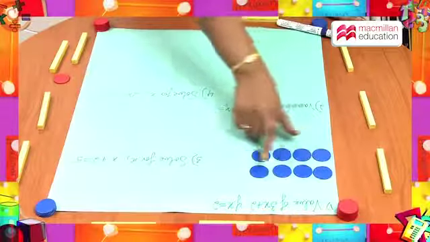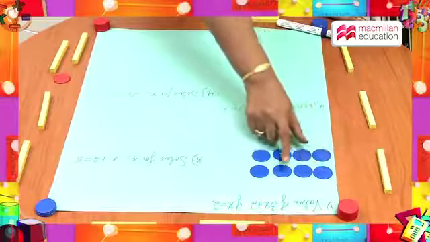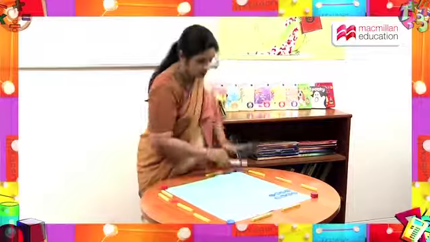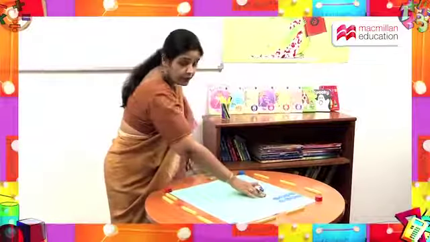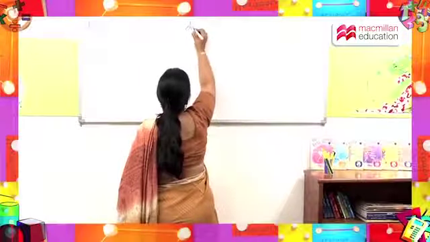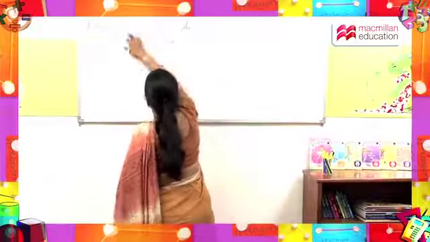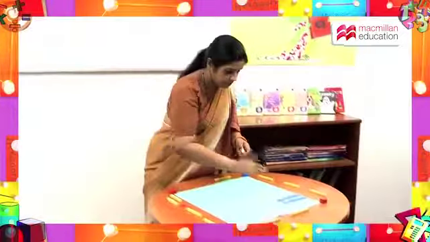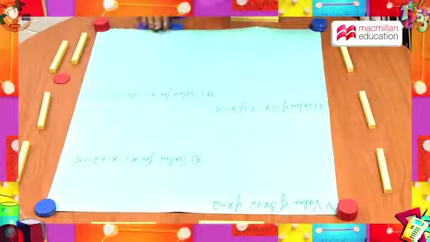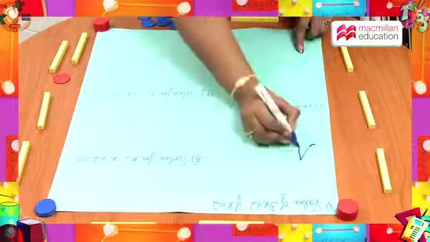So how many counters do I have? I have 1, 2, 3, 4, 5, 6, 7, 8. 8 blue counters. As I told you right in the beginning, blue represents +1. So I have 8 as the answer for this value of 3x plus 2. Let's move on. We will write answer 8 here.